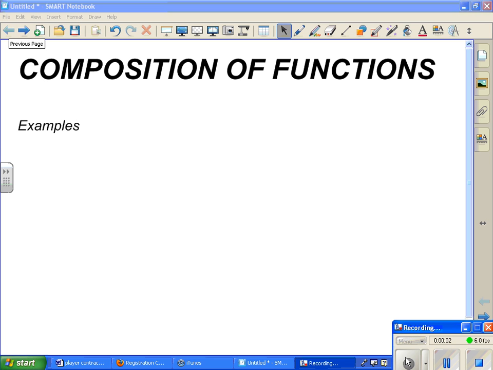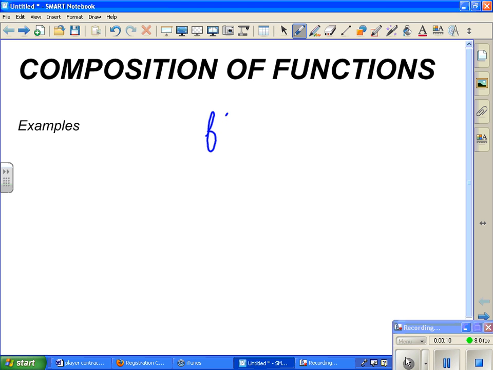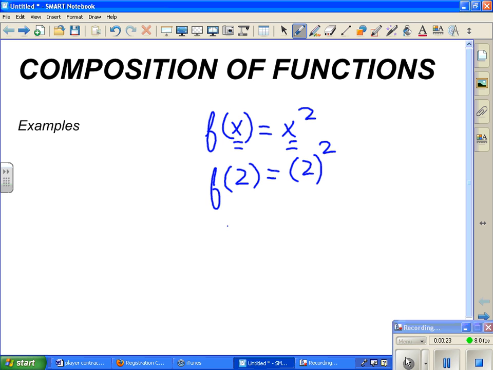Everybody. Today we're going to work on composition of functions. This is something that we talked a little bit about before, just to give you a basic idea of what we're doing. Let's say I have f of x equals x squared, and I want to know f of 2. Hopefully everybody at this point knows you plug in 2 for x and you solve. So f of 2 will give you 4 in this case.